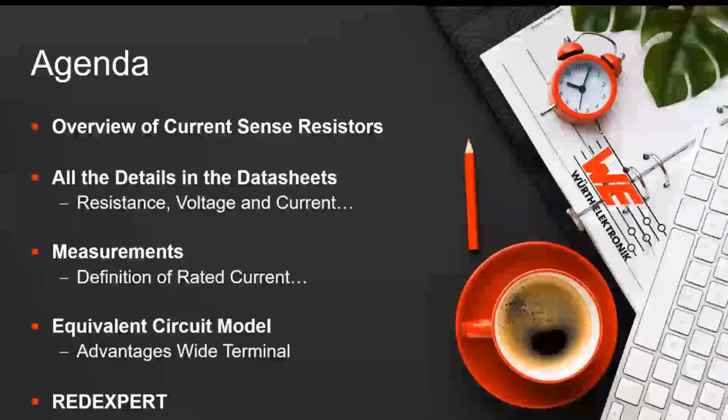Of course, in every application, there is some kind of frequency. Fortunately, we live in a real world, but unfortunately, we have to deal with real components. Resistors have some frequency behavior too. And simulation is an overall topic, so we will have a closer look at the equivalent circuit model. And last but not least, we will have a short look into our web expert.